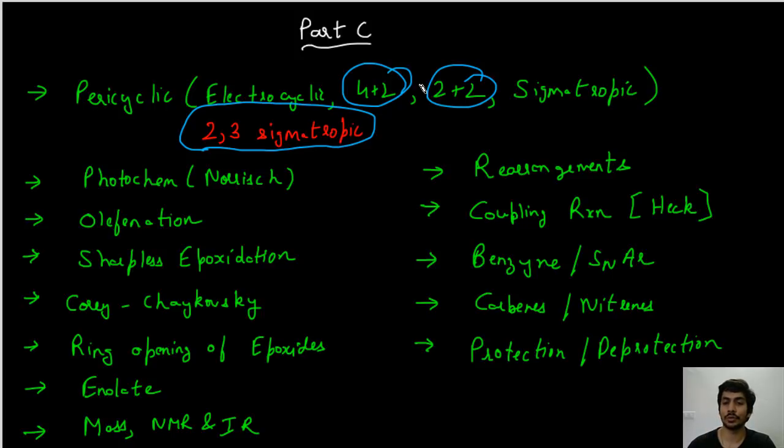Pericyclic you really need to focus on. Again, on 4 plus 2 and 2 plus 2 you'll see direct questions also, but direct 2,3 sigmatropic questions would not be there, though it will be utilized in a lot of questions in organic chemistry, right? Then simple sigmatropic reactions like 3,3 sigmatropic, Claisen reaction and Cope rearrangement, right? These are the things you need to focus on in pericyclic.